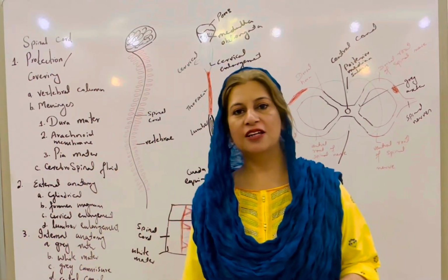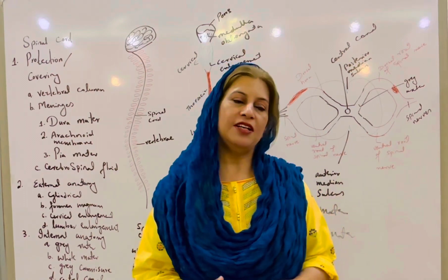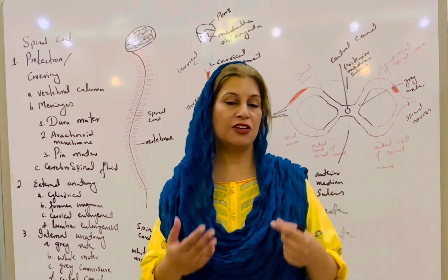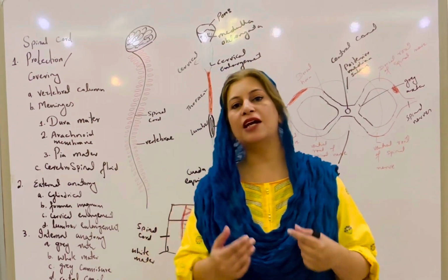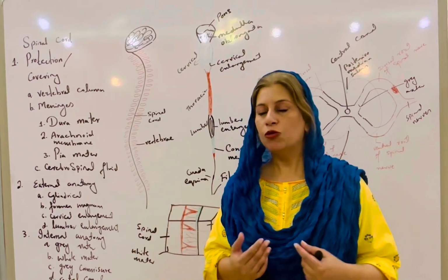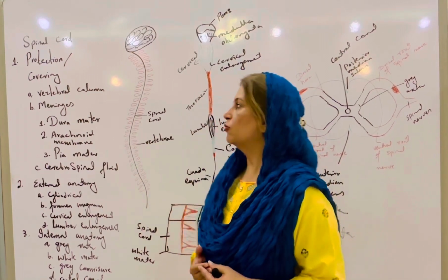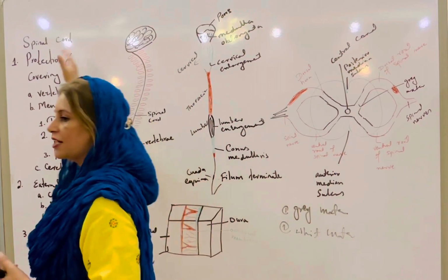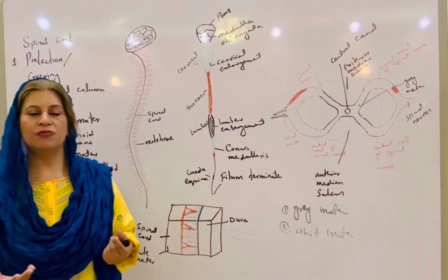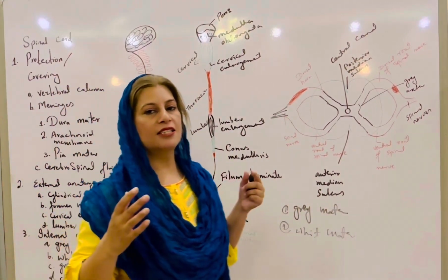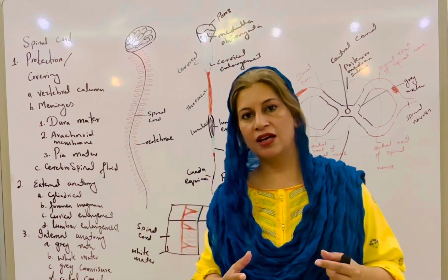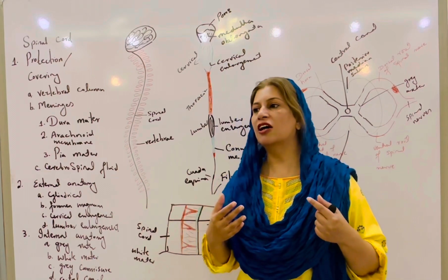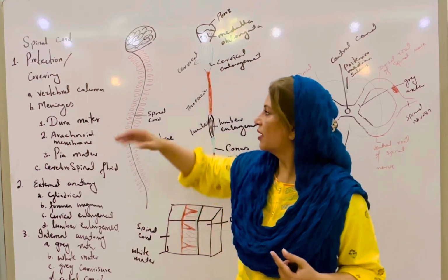Assalamu alaikum students. In our previous lectures, we discussed the central nervous system, which consists of the brain and spinal cord. Today, we are going to discuss the spinal cord. The spinal cord is a cord-like, rope-like structure, like a cable, which is present inside the vertebral column. The next topic is the protection and covering of the spinal cord.